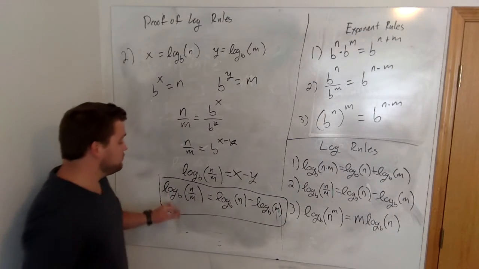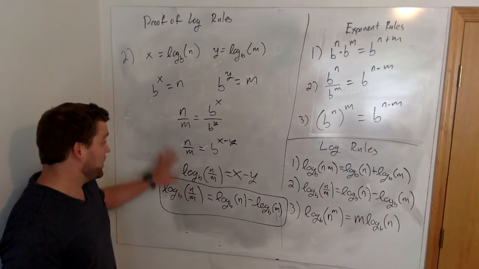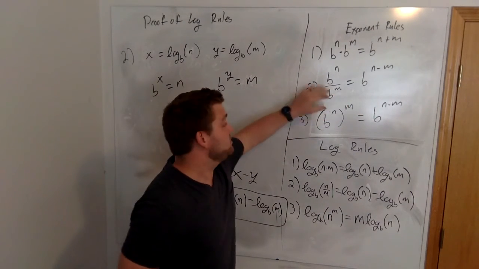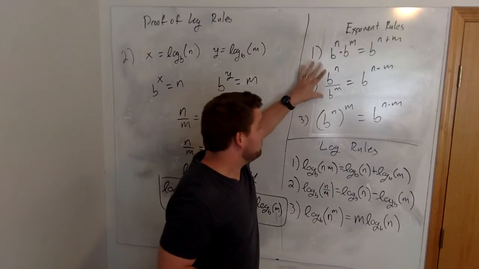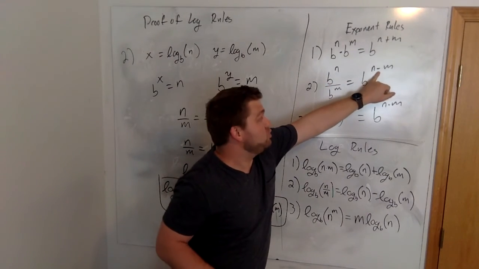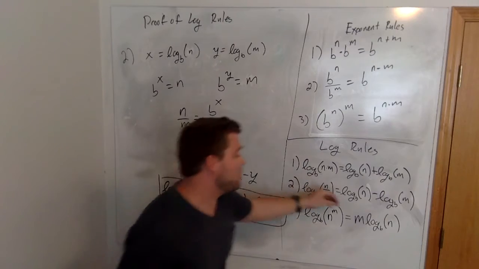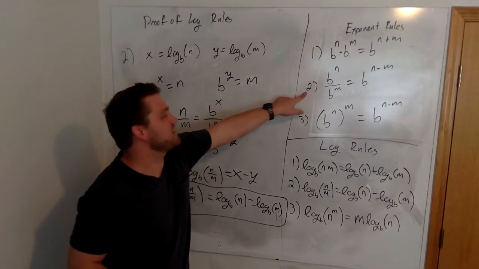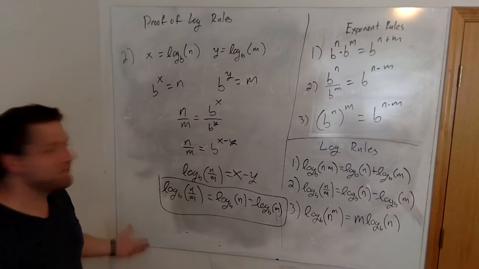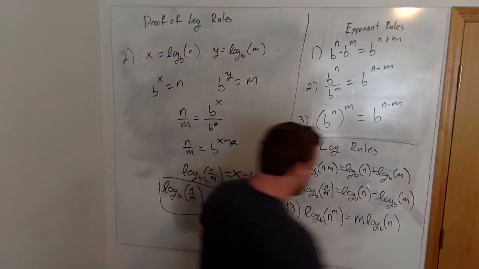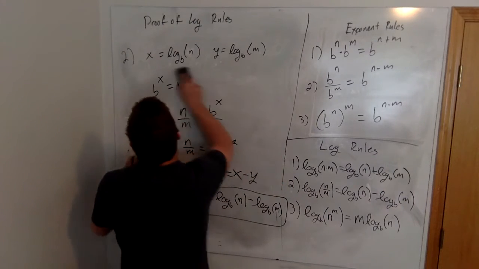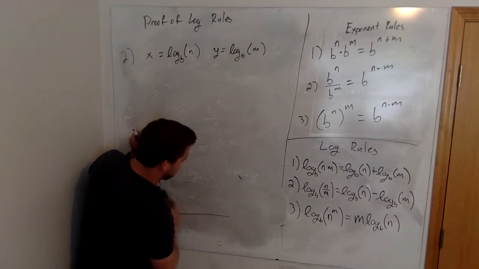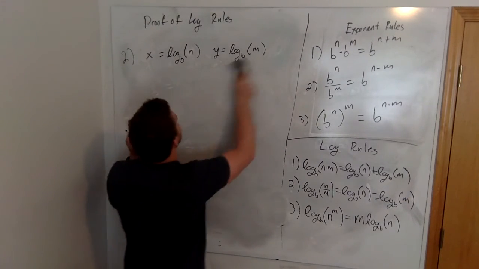Notice here that this is a direct consequence of our second exponent rule. Since division for exponents corresponds to subtraction, division with logs corresponds to subtraction. And there we have it. One more. We got one more to prove. The star of the show, log rule 3. Let's prove that one.